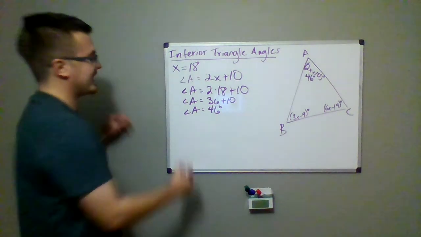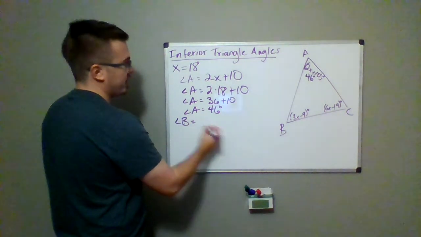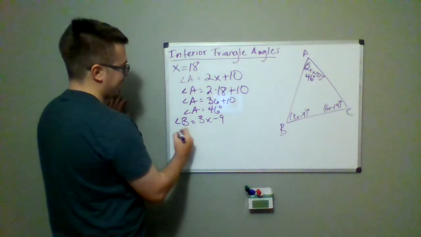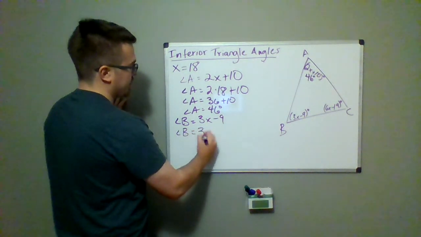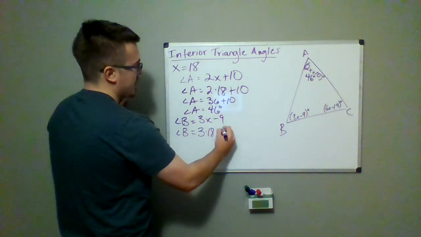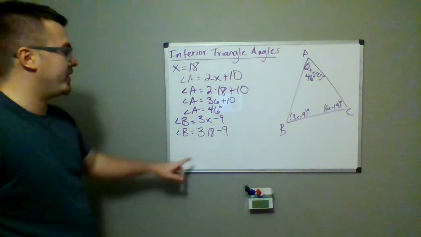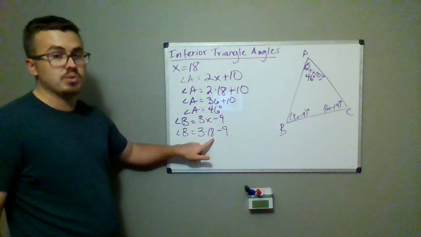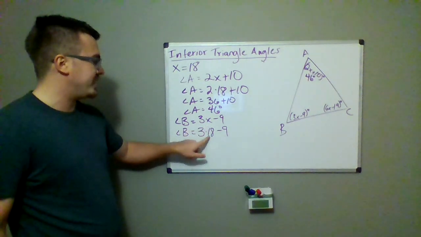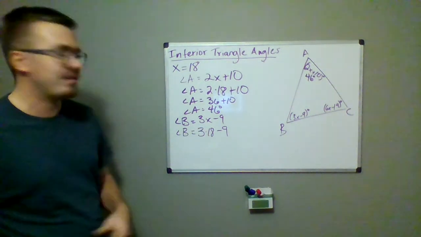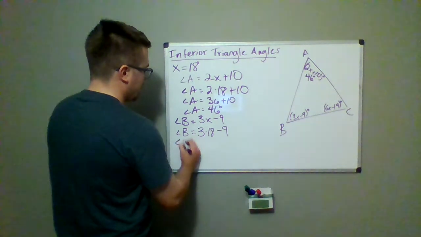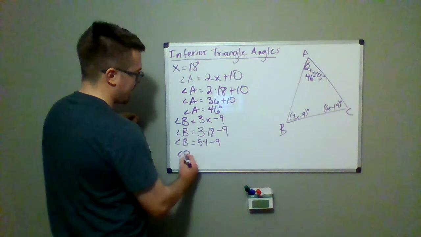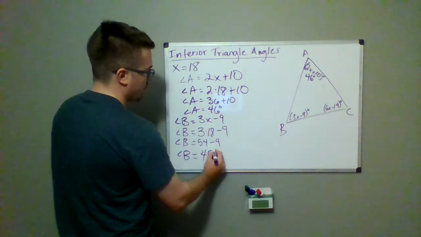Let's look at angle B. Angle B is 3x minus 9. So I've got to plug in x. So angle B is equal to 3 times 18 minus 9. Be very careful when you're doing this multiplication. 3 times 8 is going to give me 24. Carry the 2. 3 times 1 is 3, add 2 is 5. So that's 54. So angle B is equal to 54 minus 9. So angle B is equal to 45 degrees.